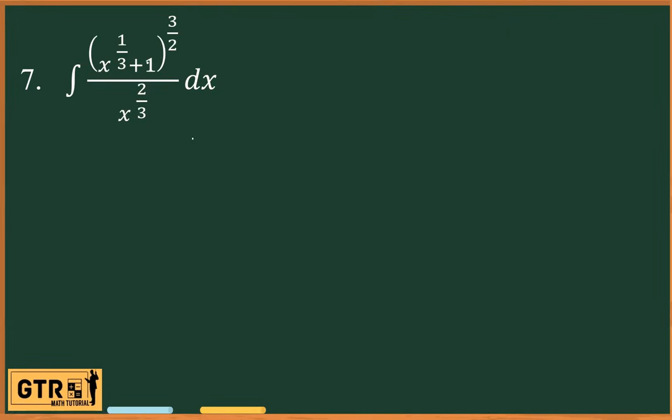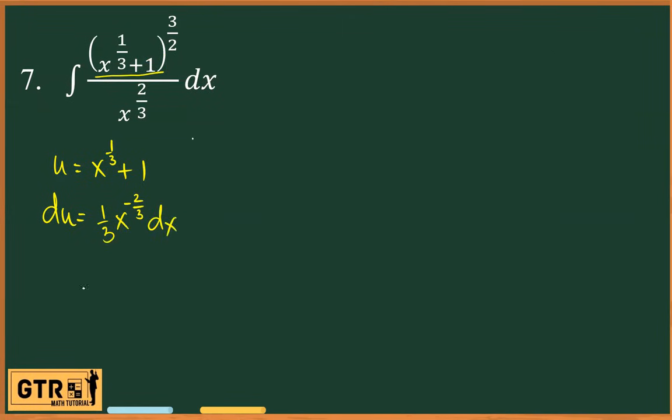In this type of example, we will let the base be our u. So this is our base, x^(1/3) + 1. Always choose u as the base. So we let u equal x^(1/3) + 1. Then get the differential, du, by applying the power rule. We have 1/3 x^(1/3 - 1), and 1/3 minus 1 is negative 2/3, dx.